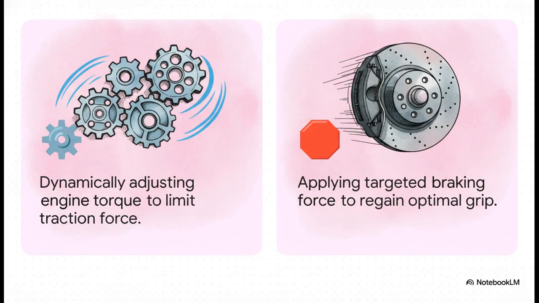So how do these corrective actions actually work in tandem? Well, the loop relies on two primary tricks. First, it can dynamically adjust the engine torque. If the wheels start spinning out, the system instantly throttles the engine power to those specific wheels, capping the traction force to avoid a slide. Second, it applies targeted braking force. It can physically clamp down on the spinning wheel to force it to grab the road again. By balancing these two actions perfectly within the loop, we instantly prevent the loss of grip.